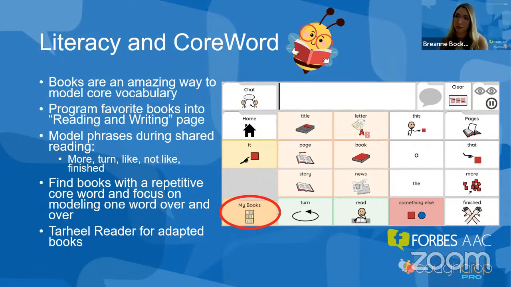And then another resource that I like to mention is Tar Heel Reader. So Tar Heel Reader is a free website where you can go in, and people have created a multitude of adapted books to be able to use with very early learners. So you can go in and type what CoreWord you want to focus on, or what kind of theme you're looking for. And it'll come up with a bunch of different very simplified books that you can then pull to be able to read.